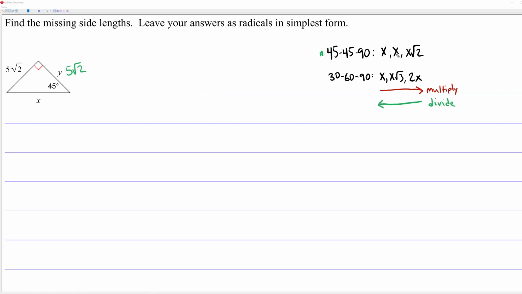Well, we have the two legs. If you want the hypotenuse, you multiply by the square root of 2. So we have 5 root 2, and you're multiplying by the square root of 2. So the square root of 2 times the square root of 2 is 2. So this is 5 times 2, which is 10. So x is equal to 10. Now, let's look at a question where we have to go the other way.